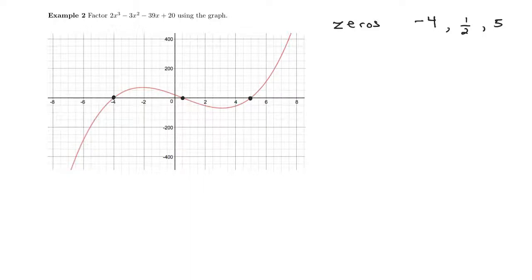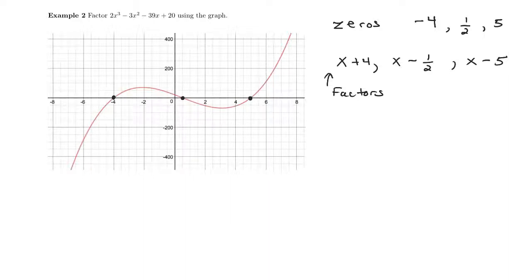Now we should write down the corresponding factors for these zeros. Well, it's got to be x plus 4. I'm going to write x minus a half for the time being, and then I'm going to put x minus 5. Again, because if you plug those numbers in place of x, you get 0 back from each factor. So I wrote down the zeros, and these are the factors.